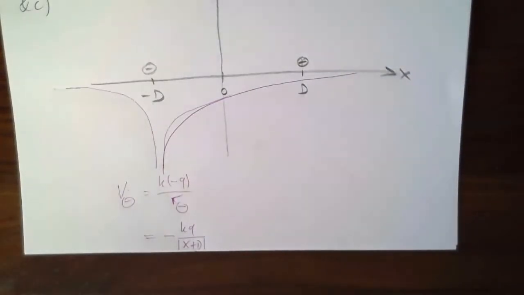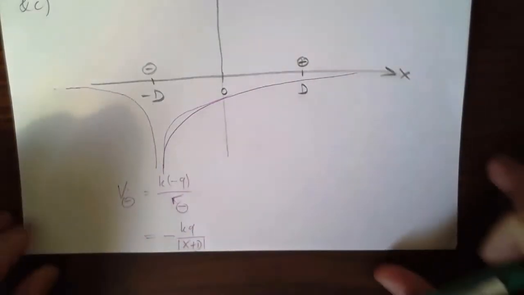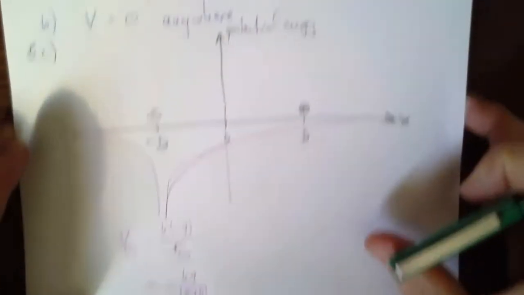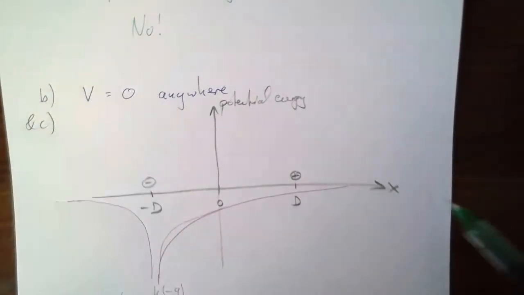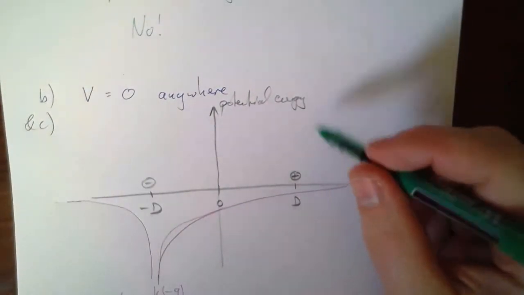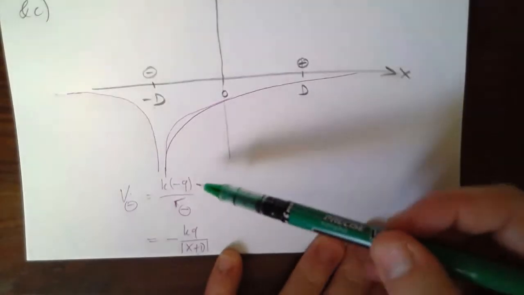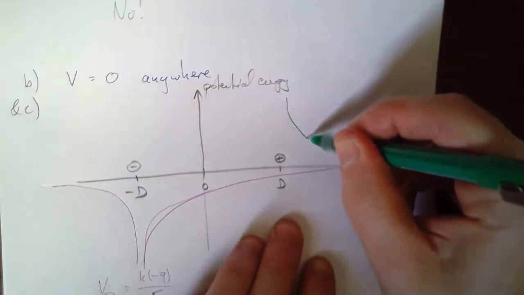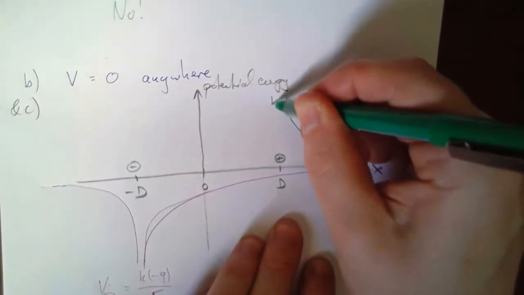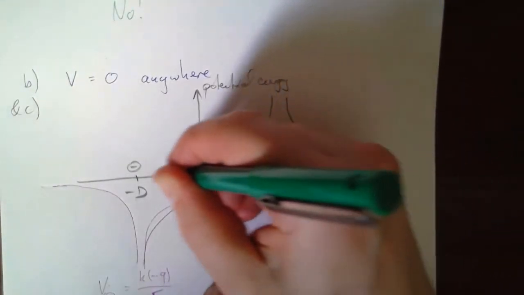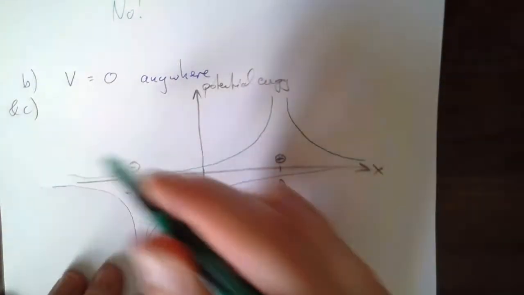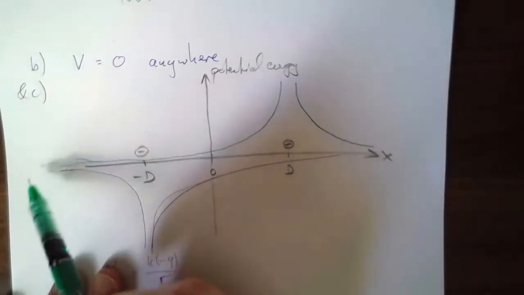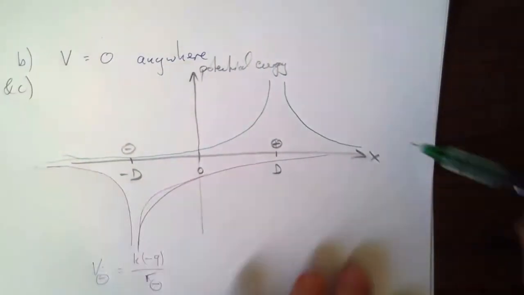Now, if I just want to plot the potential for the positive charge, let's see if I can do a better job here. It looks the same, except that the charge is positive, so the whole thing is positive, but it still falls off as 1 over R. So it looks something like this. And then it shouldn't go up. This goes to 0 at infinity.